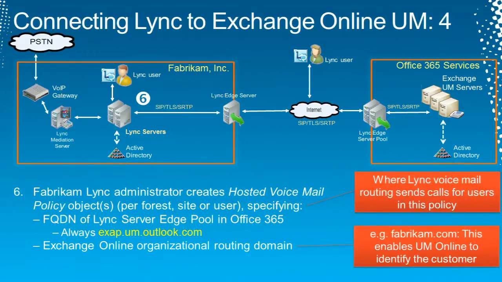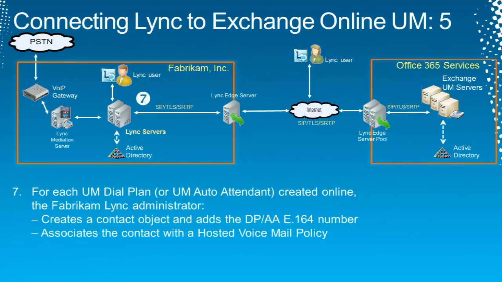Okay. Also, the routing domain is what enables Online to identify the customer. So every customer in Office 365, their calls are going to come to us through the same Lync edge server pool. So this is a way of demultiplexing that traffic. And then if you want to have pilot numbers for people to call into for Outlook Voice Access, or you want to set up auto attendants, then as you would if you were running on your own premises, you need to create a contact object for Lync and add an E.164 number to it.